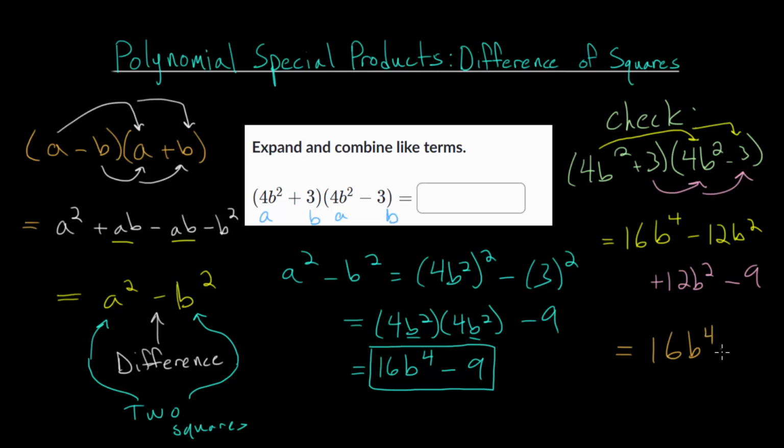Notice that the two middle terms here are going to cancel out, just like they did when we did it very generally. So minus 12b squared plus 12b squared, that's just 0, so those go away. And we get this 16b to the 4th minus 9, which is the same answer we got when we used the formula.